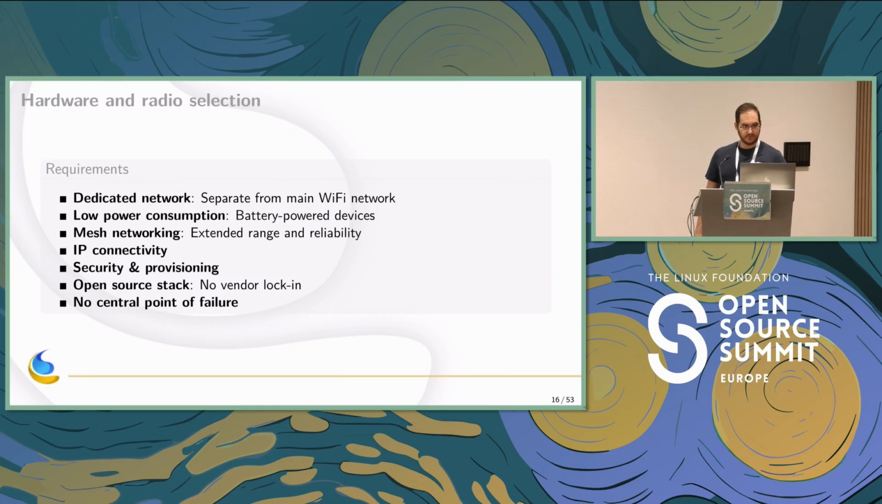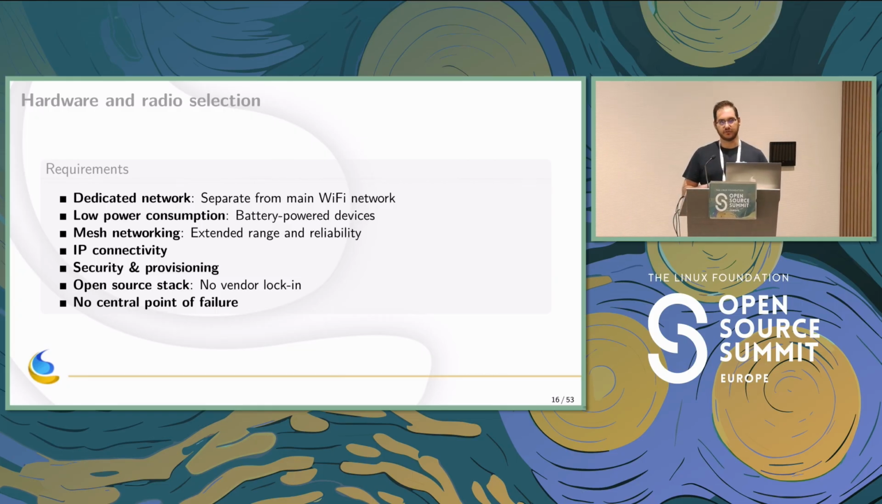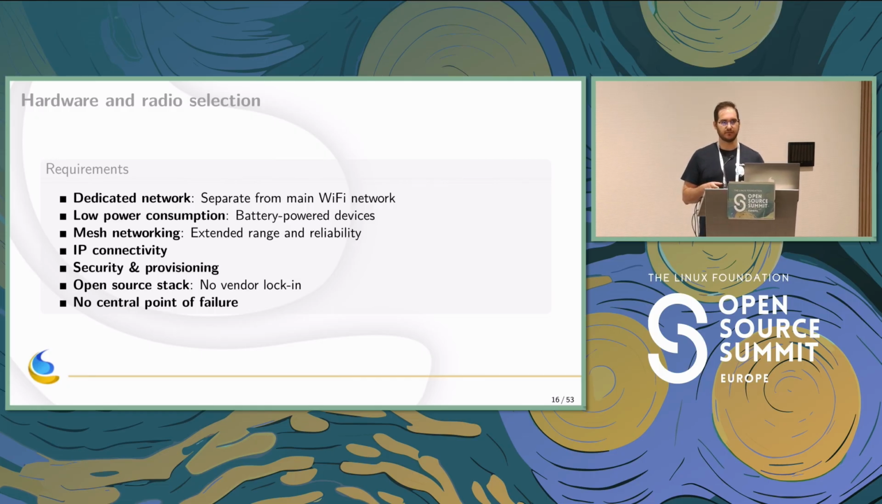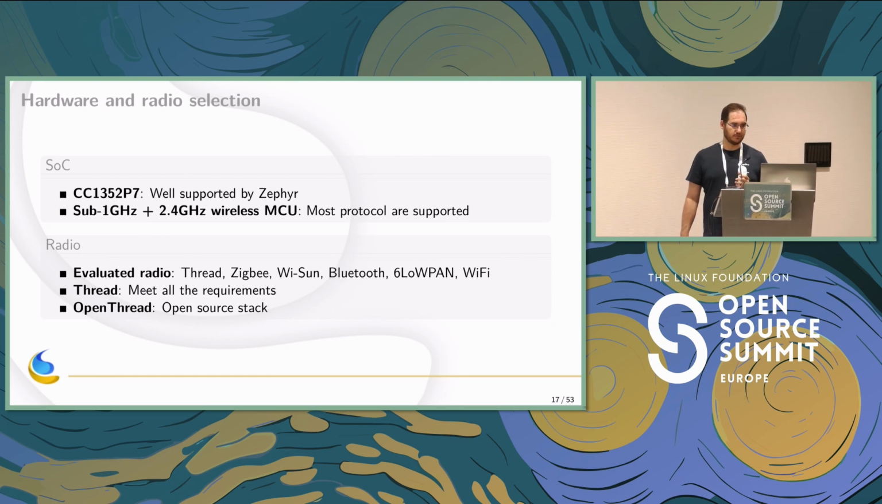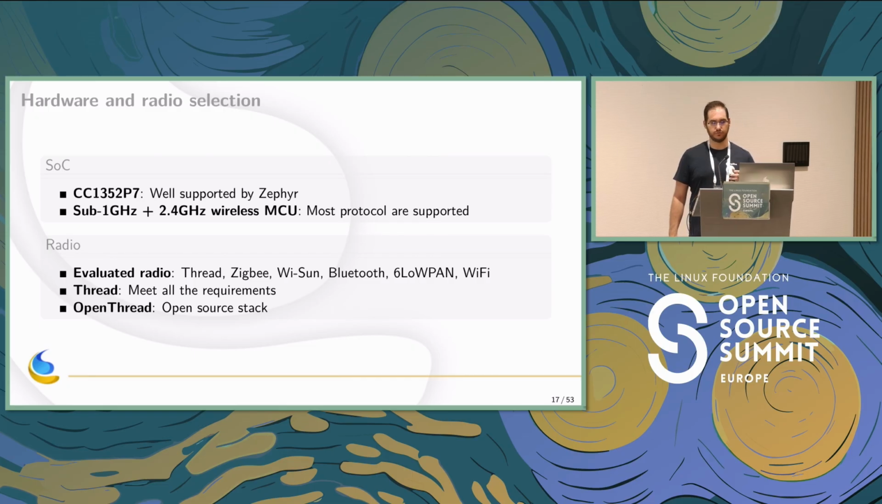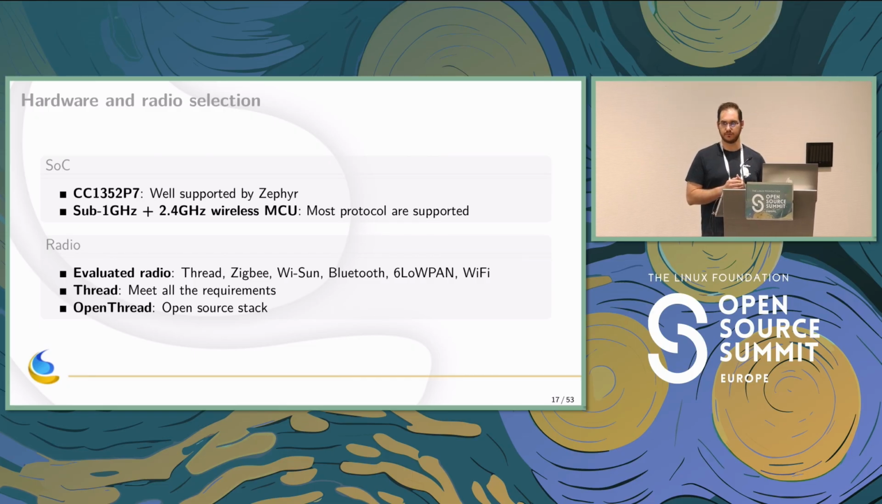And I wanted to have something without a central point of failure. So if one device is failing, I don't want to have all the home automation failing. With this requirement, I found one SoC and one radio protocol. So I decided to use Thread protocol.